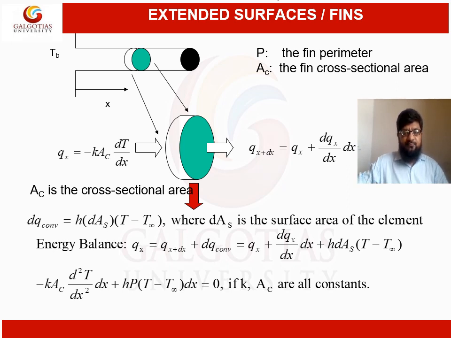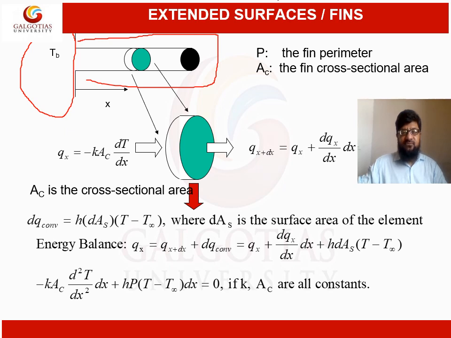So suppose you have taken a device or a system whose temperature is Tb at the surface, and you have attached a fin or a protruding surface of length L, where let us suppose that P is the fin perimeter and the cross-sectional area of the fin is Ac, and it is constant in this case. We can also have a non-constant cross-sectional area of the fin.